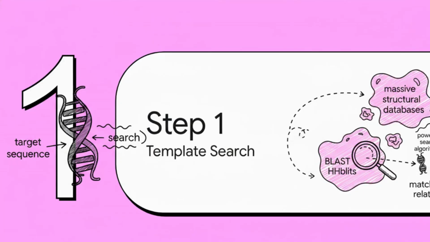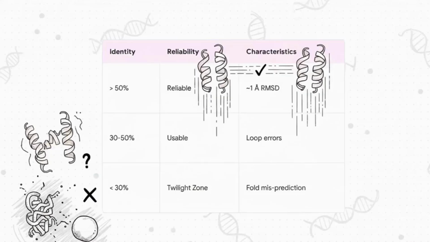Step 1. Template search. Okay, let's dive right into this. We take our target sequence and rapidly scan massive structural databases, like the Protein Data Bank, using heavy-hitting algorithms like BLAST to find a matching relative. But not all templates are created equal. Let's break down these identity thresholds.